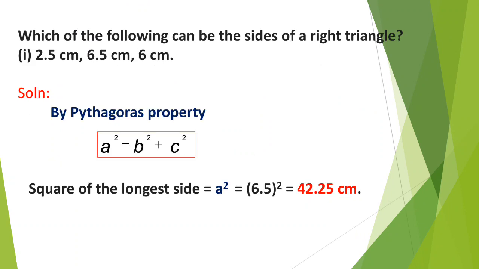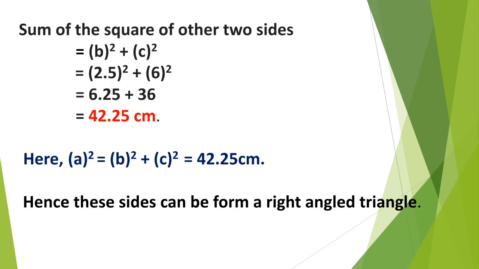Next, what are the remaining? B square plus C square. The remaining sides are 2.5 centimeter and 6 centimeter. B square is 2.5 square. Same thing, multiply 2.5 two times. You will get 6.25.